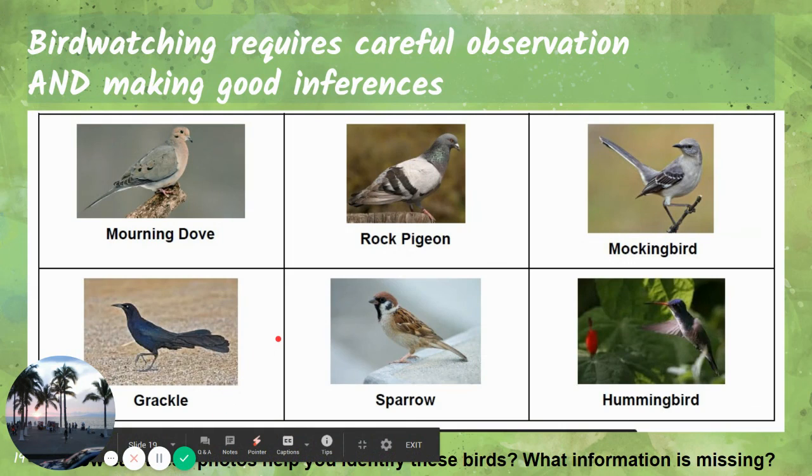Have fun with this. I want you to go outside and look around. Maybe you're going to notice things that you didn't notice before in the spring in Mesa. Have fun.